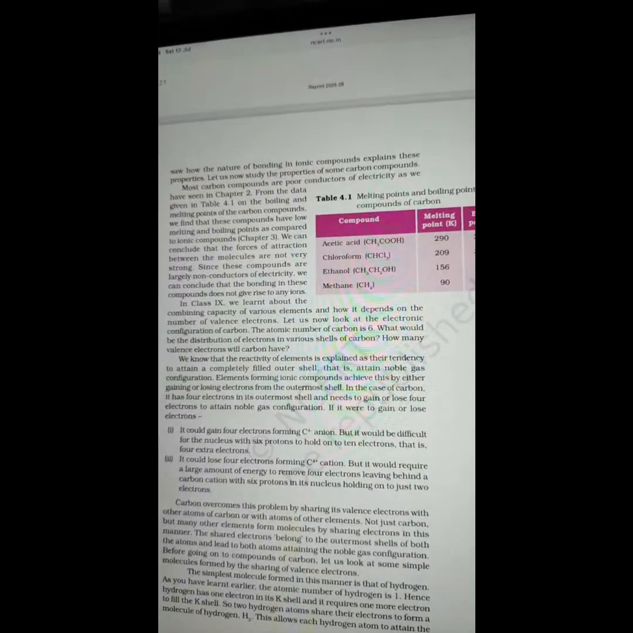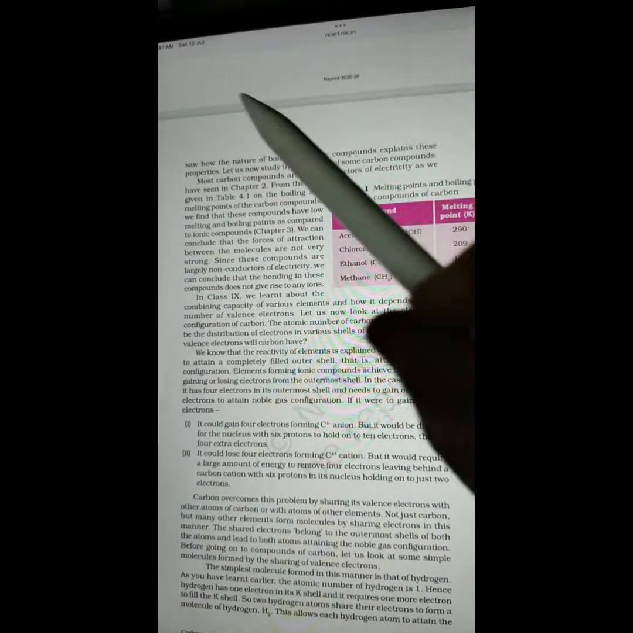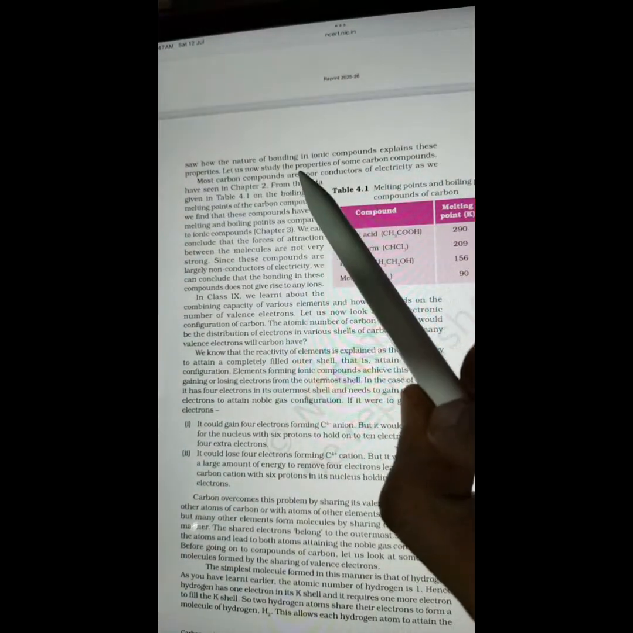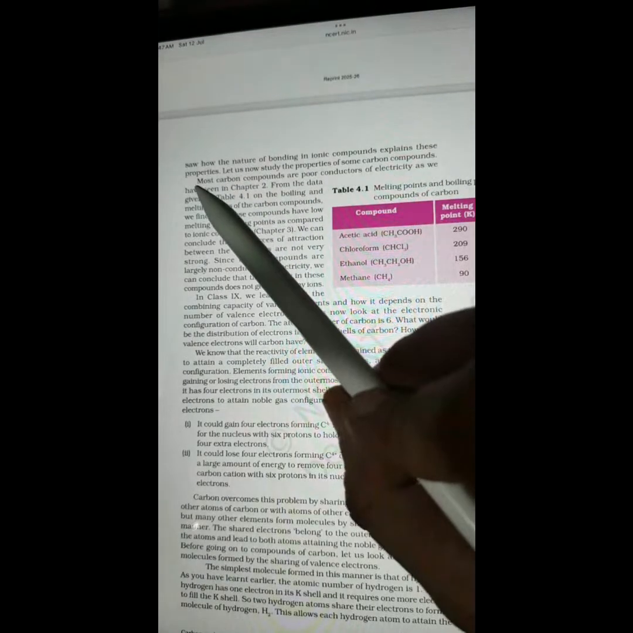state. We also saw how the nature of bonding in ionic compounds explains these properties.